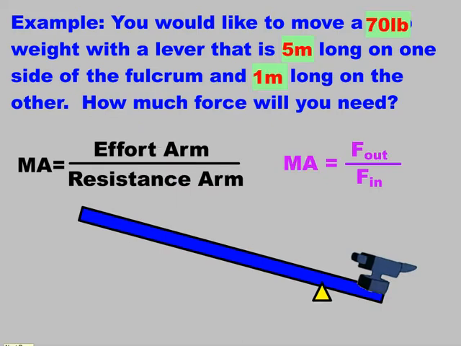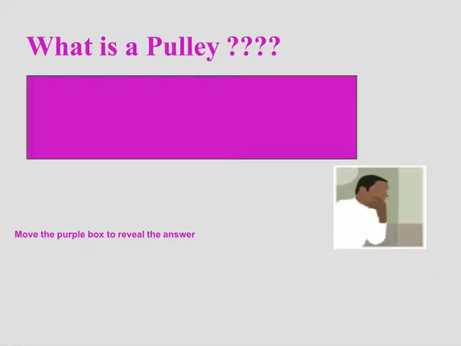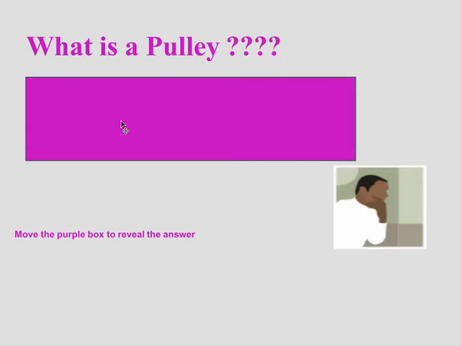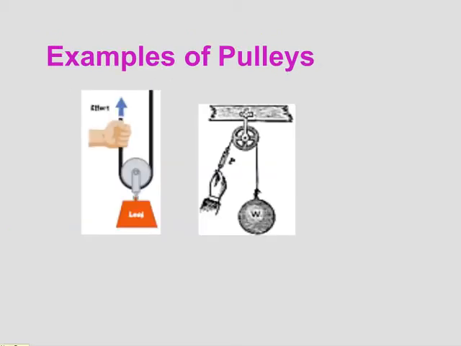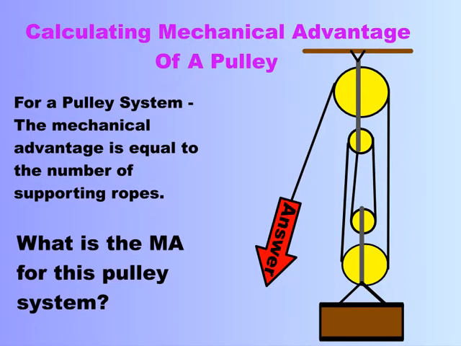Now levers are not the only thing we could be using. We could be using pulleys. A pulley is just a grooved wheel that has a rope going through it, and there are some examples of pulleys here. The way we change the mechanical advantage of pulleys is by looking at how many pulleys we're using. The more pulleys we use and the more strings we have looped around them, the more mechanical advantage we have.